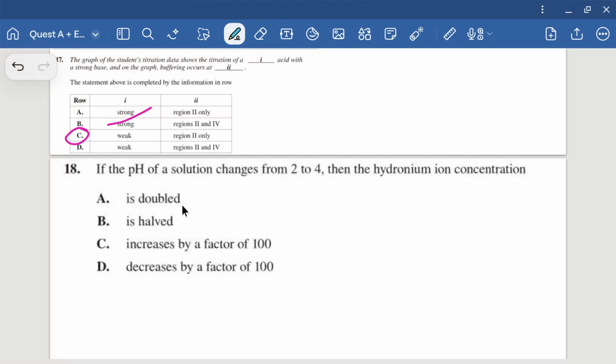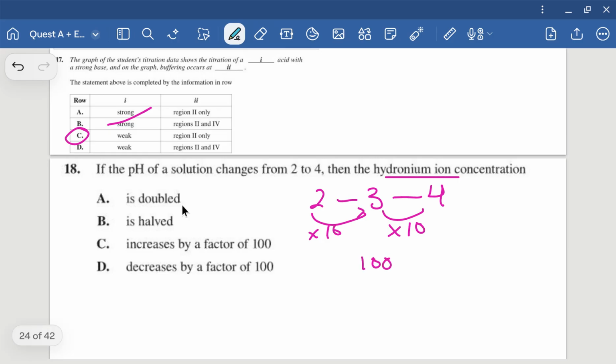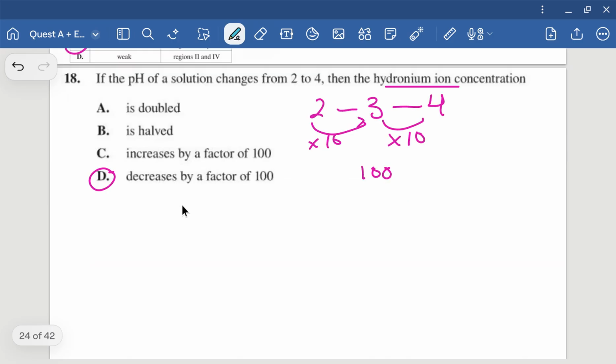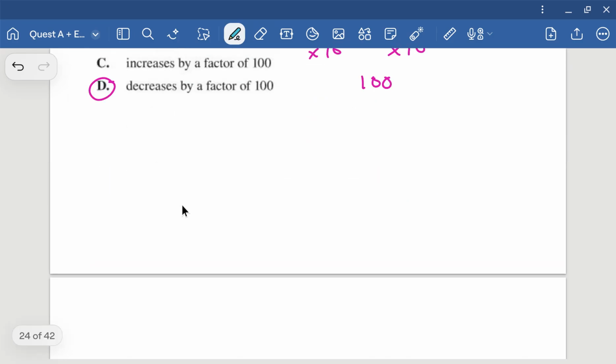Okay, 18, talking about hydronium. If you're going from 2 to 4, we are getting less hydronium because you are getting to be more basic, less acidic. And we also want to remember every time you move on the pH scale, you change your hydronium by a factor of 10. So you're moving by a factor altogether of 100, and your hydronium is decreasing by that factor. So 18 is D.